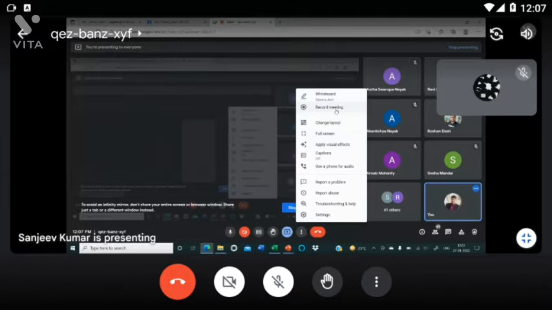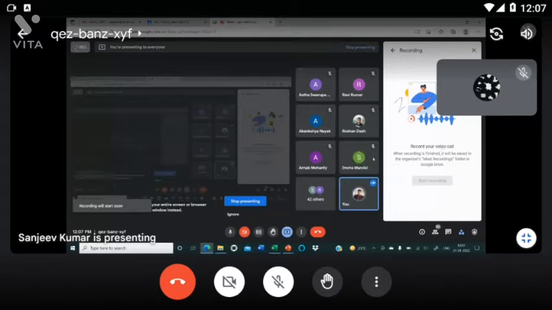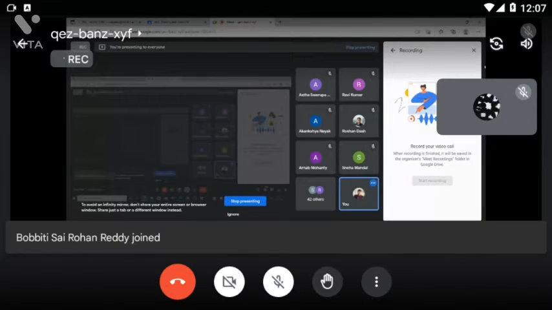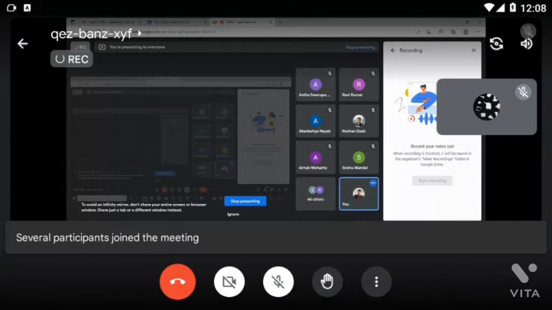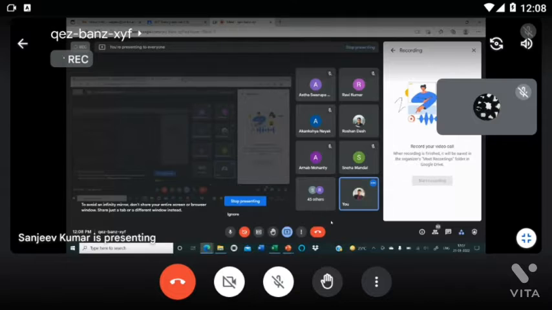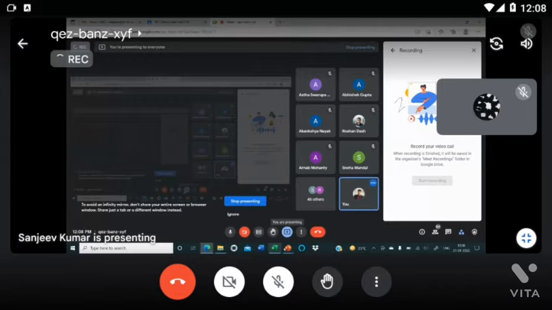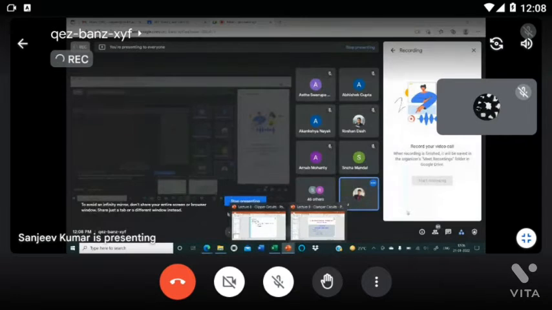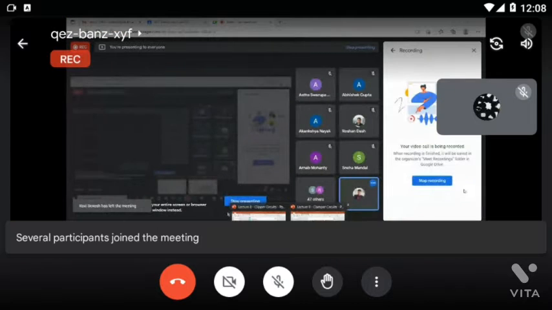In the series clipper, what we have seen is that the diode is in series with respect to the load. Similarly, in a parallel clipper, the diode and the load will be in parallel. This is the definition: if you design a parallel clipper, you have to design it such that the diode and load are in parallel.